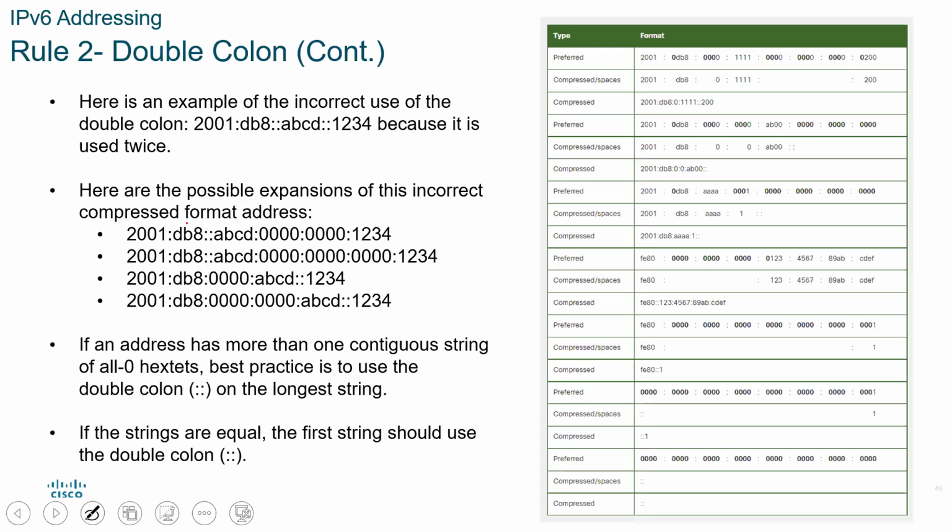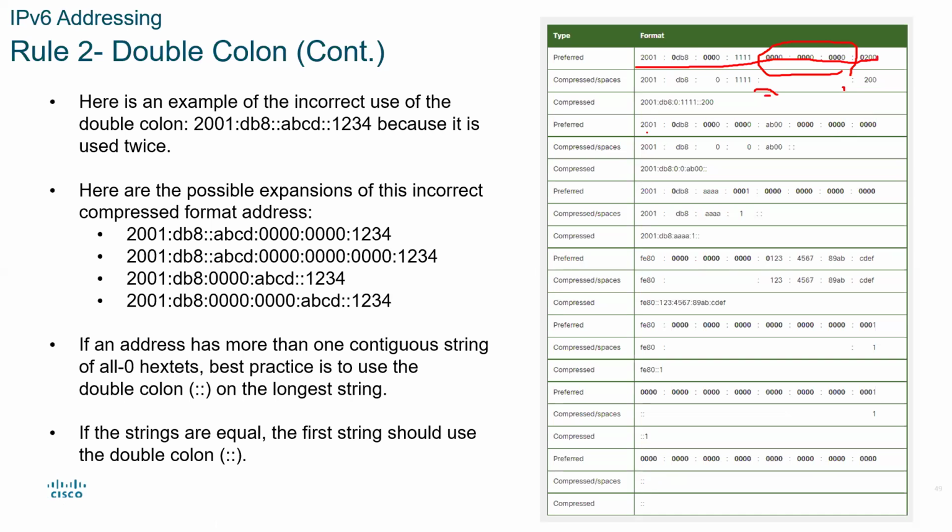So look at this, for instance. If you look at this one here, you see there is a continuous 0 from here to here. All you need to do is replace it with a double colon. Once you replace it with a double colon, then you have gotten it right.